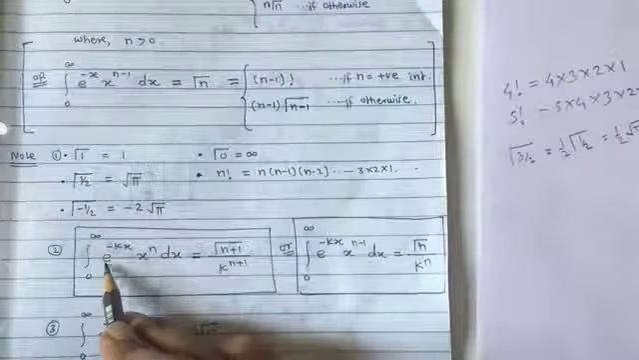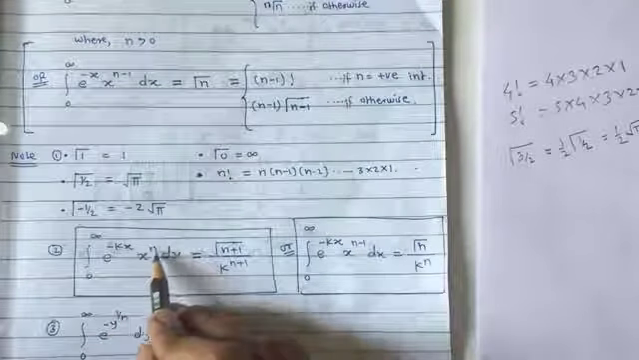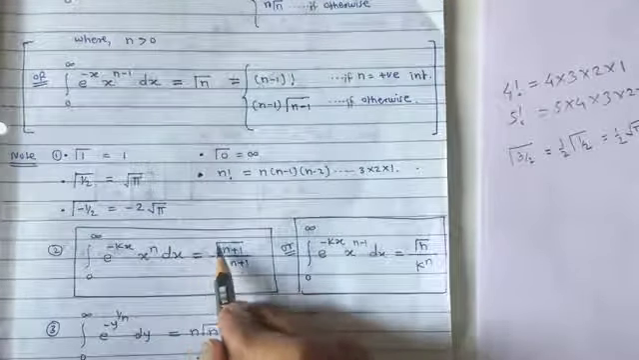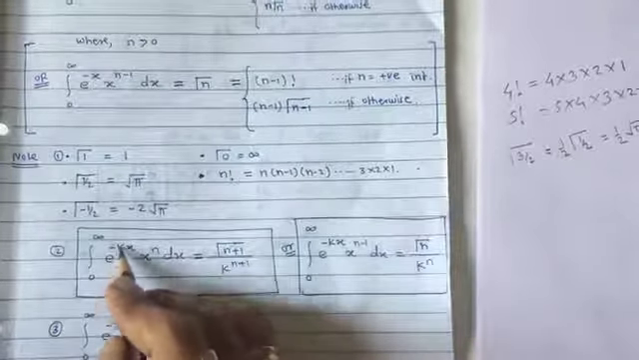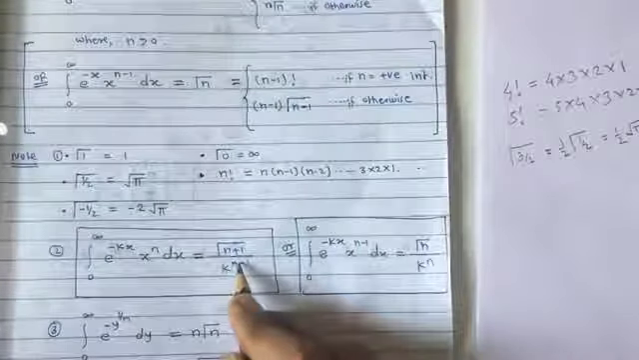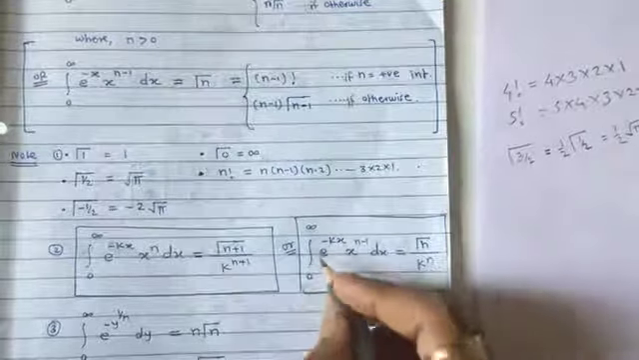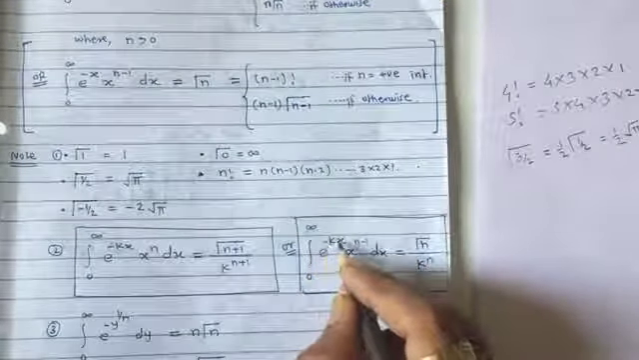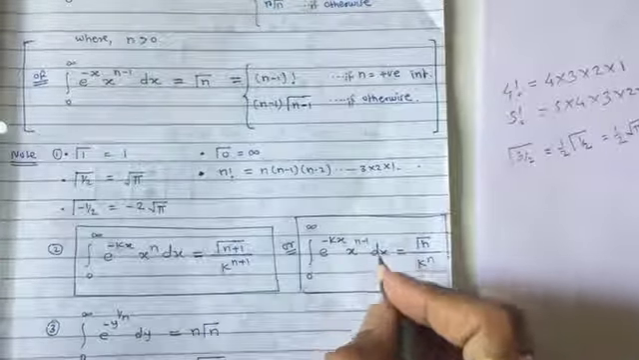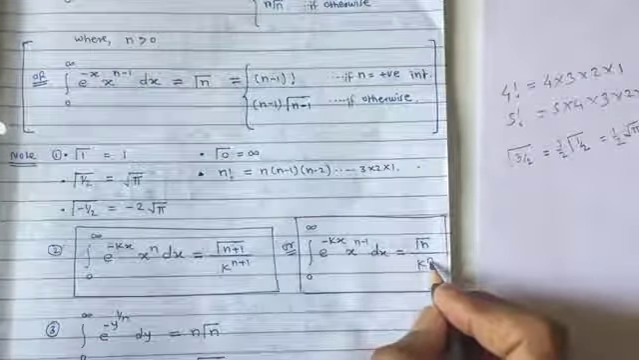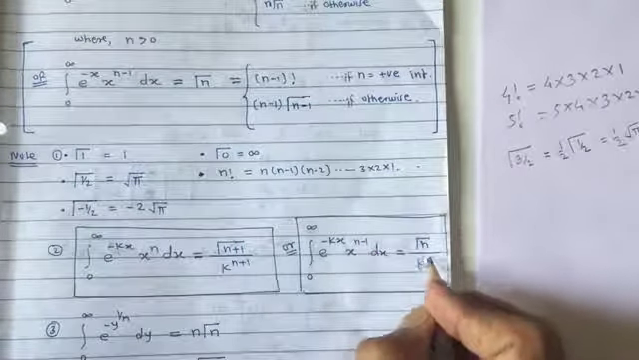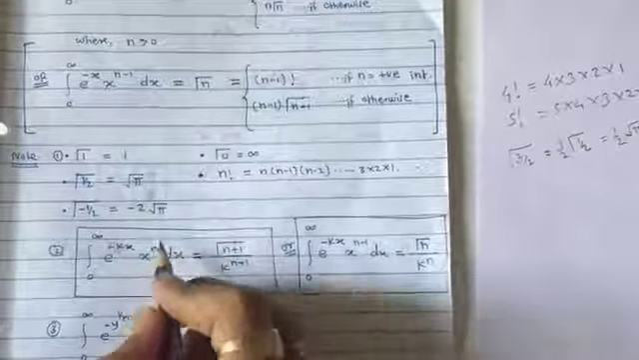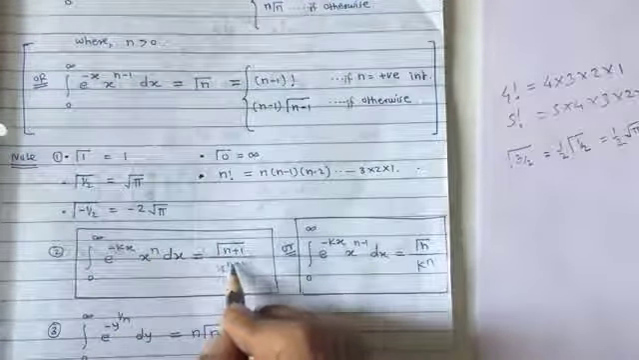Second note: the integration from 0 to infinity of e raised to minus kx into x raised to n dx is equal to gamma of n plus 1 divided by k raised to n plus 1, because here e raised to minus kx, therefore use k raised to n plus 1. Or, second way, it can be written as the integral from 0 to infinity of e raised to minus kx x raised to n minus 1 dx, that is equal to gamma of n divided by k raised to n, because x raised to n minus 1, then use gamma of n divided by k raised to n. Here x raised to n, therefore use gamma of n plus 1 divided by k raised to n plus 1.